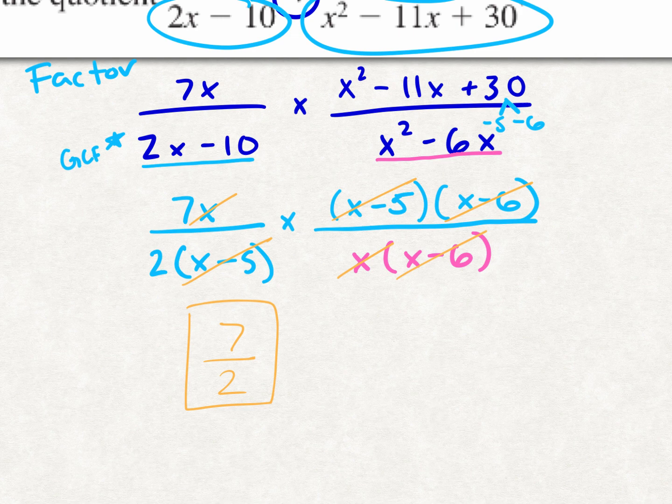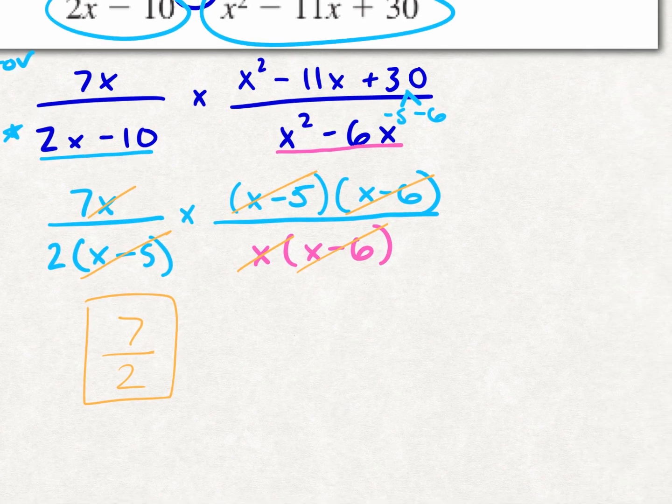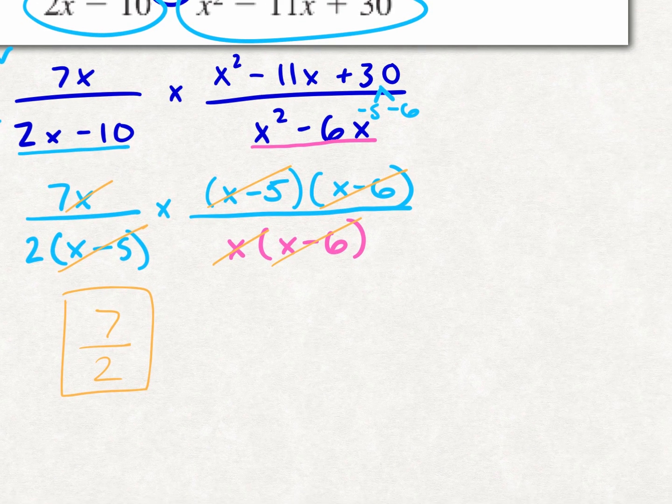Let's see who really watched the video on Thursday. Perfect. Everything that I canceled, I have to set not equal to 0 and say that in part of my answer. I have to state the domain. So I would say x minus 5 does not equal 0. What else? X minus 6 does not equal 0, and x does not equal 0.